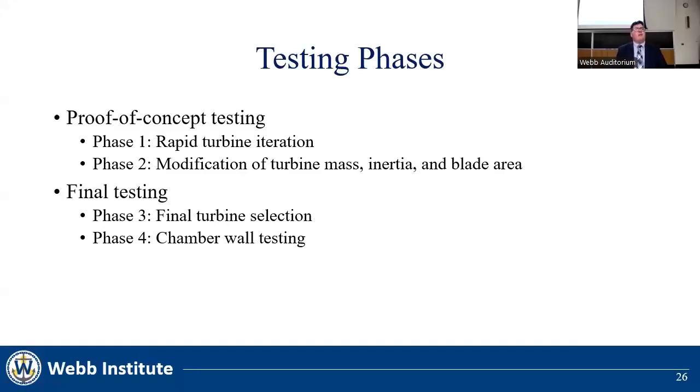The final testing was also broken into 2 phases. Phase 3 focused on down selecting from 3 turbine designs to 1, while Phase 4 focused on analyzing the effect of the chamber wall angle on the overall system performance.